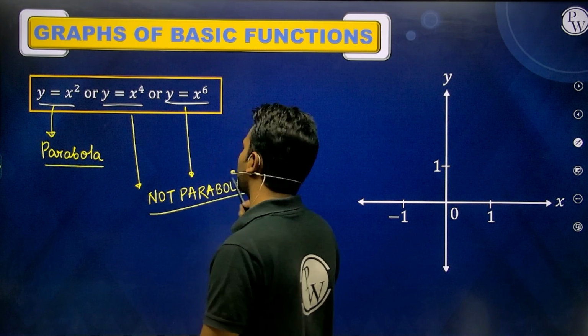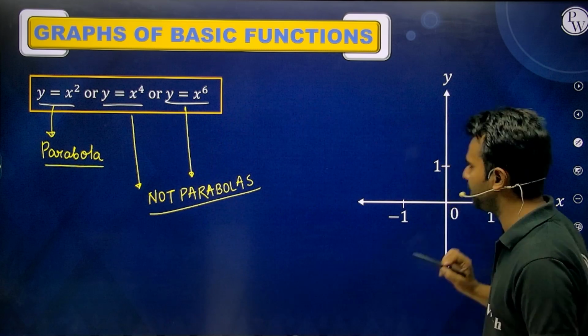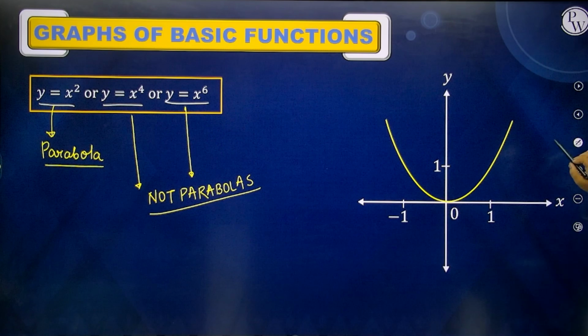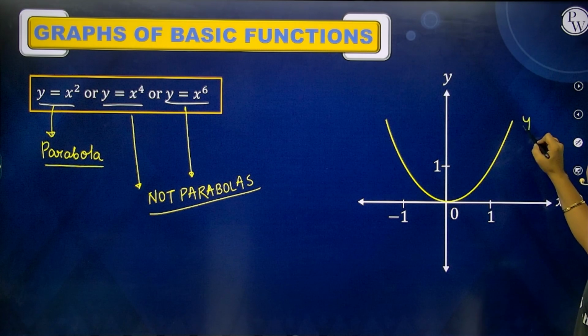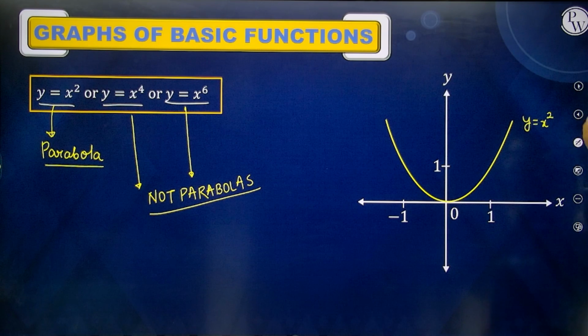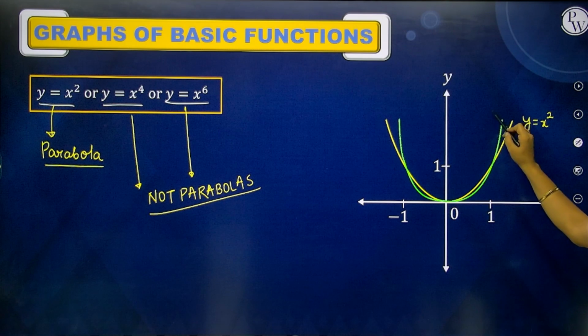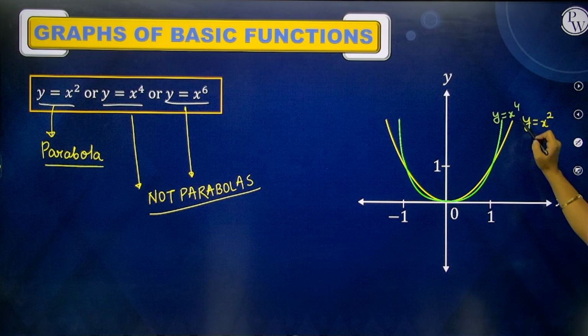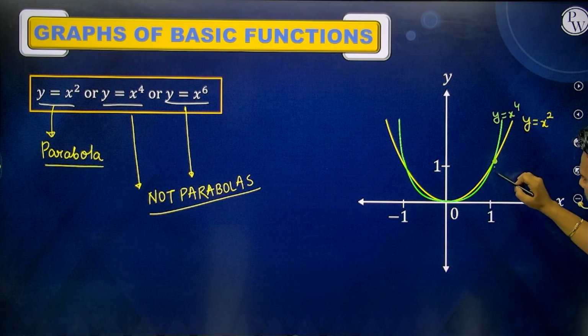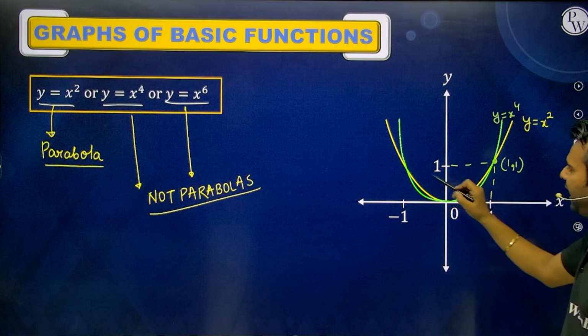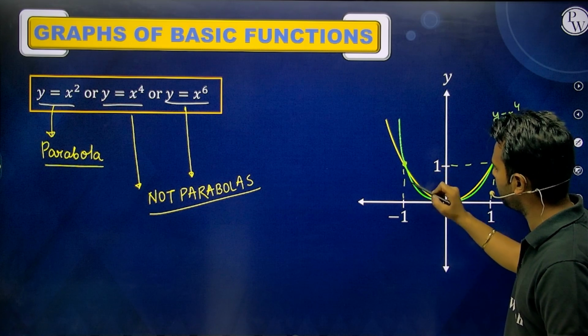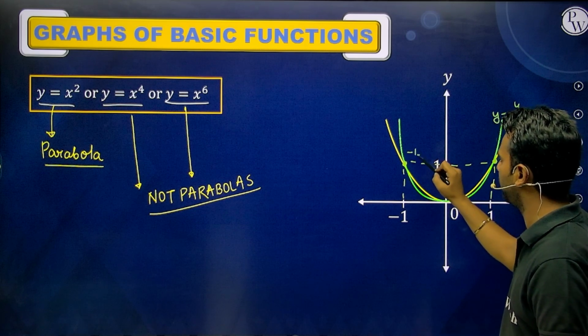If you want to draw these graphs on a single graph paper, the graphs will look something like this. This is y equal to x square. This is y equal to x square, kids. If you want to draw the graph of y equal to x to the power 4, the graph will look something like this. Now why? Let me tell you this one very important thing. If we look at these points, this is 1, 1. And if we look at this point, this is minus 1, 1.